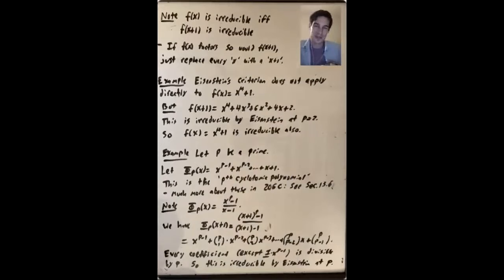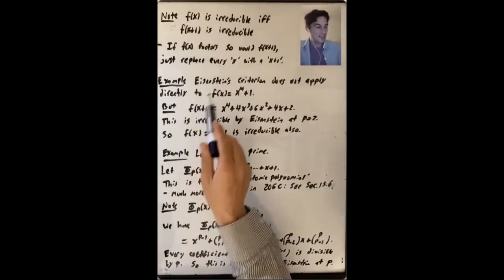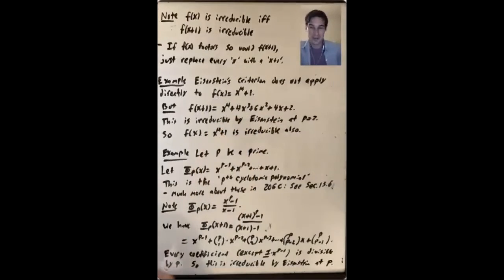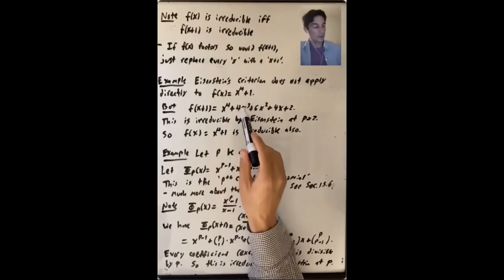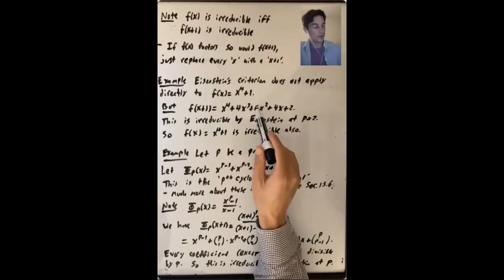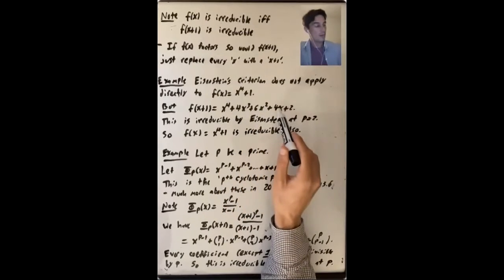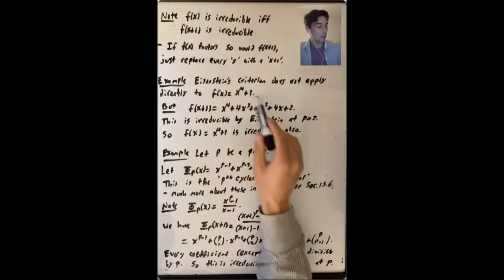OK. But if you instead look at f of x plus 1, now you have to use the binomial theorem to see what that is. x plus 1 to the fourth plus 1, well, you just get x to the fourth plus 4 choose 1 times x cubed plus 4 choose 2 times x squared plus 4 choose 3 times x plus 1, and then plus 1 again, so you get a plus 2.